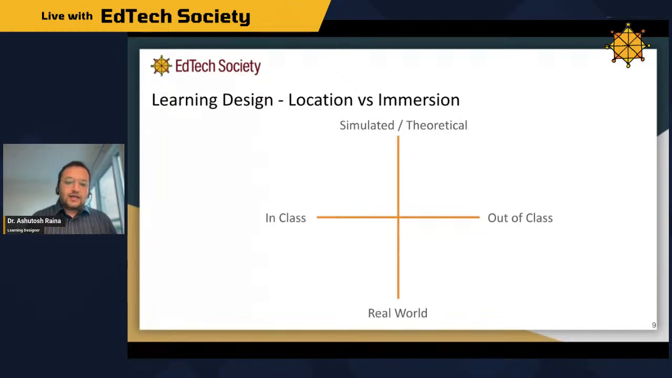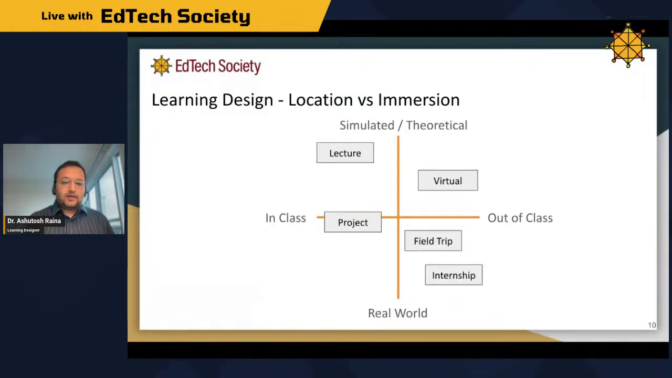And on the other axis, we can have simulated or theoretical learning and real world learning. Now, if we look at this quadrant, anything which is a lecture would be simulated or theoretical in class learning. If we look at a MOOC or a virtual course, it is out of the standard class definition, but it is still towards simulated or theoretical learning.